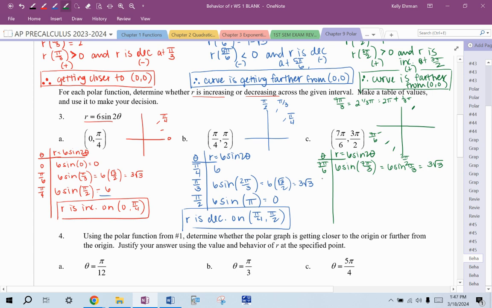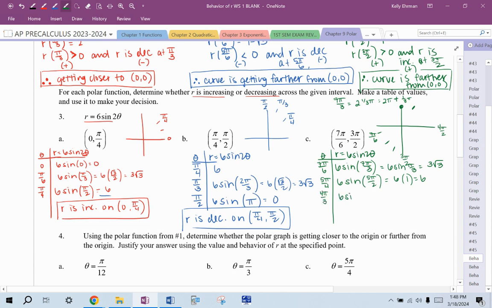All right, and then plug in 5 pi over 4, 6 times the sine of 2 times 5 pi over 4, so that's 5 pi over 2. Again, 2 pi is like 4 pi over 2, so 5 pi over 2 lands up here. So that's really the same as sine of pi over 2. So this is 6 times 1 is 6. So far we're increasing.